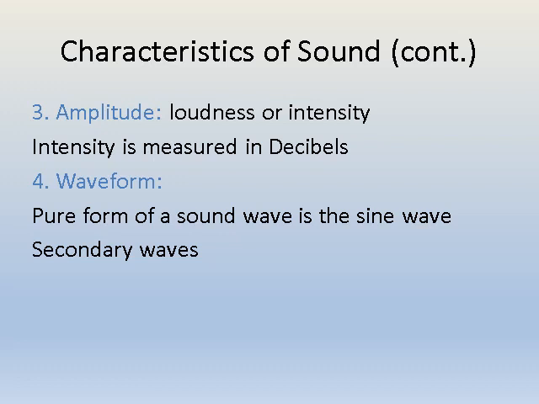What about the wave form? The pure form of a sound wave is the sine wave or the sinusoidal wave, whereas there are secondary waves that affect the wave form of the sound. And that's exactly why when we have two notes, a piano note and a guitar note, both having the same frequency and the same intensity, we can differentiate the two sounds from each other.